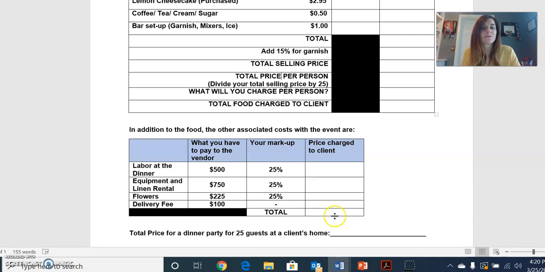Finally, you're going to get the total for all of that here. Add these 2 bottom numbers here, and you're going to get a total price for the dinner party that you're going to charge your client.